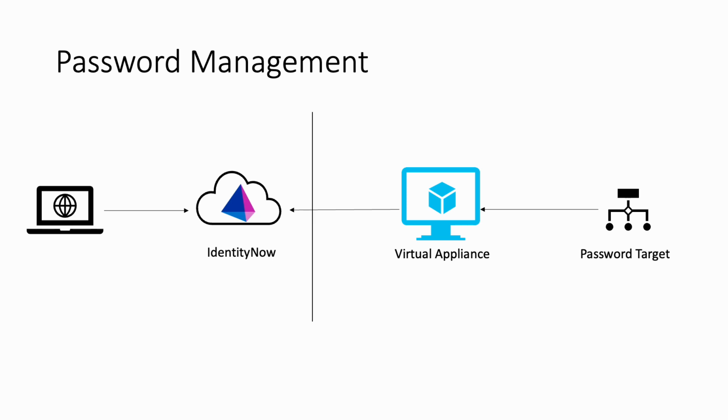VA acts as a bridge between the cloud and on-premises systems, ensuring passwords are updated across the environment. These capabilities improve users' experience by minimizing help desk calls and enforcing strong password policies while ensuring security and compliance.